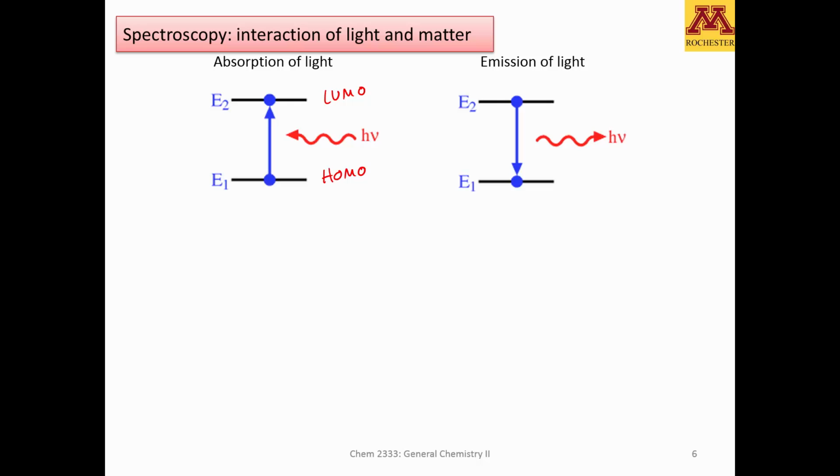Most of the electronic transitions fall into the ultraviolet, and what we're going to talk about here is that actually the energy levels that we can transfer from one to another does not necessarily have to be electronic levels. A molecule has many different kinds of energy levels.